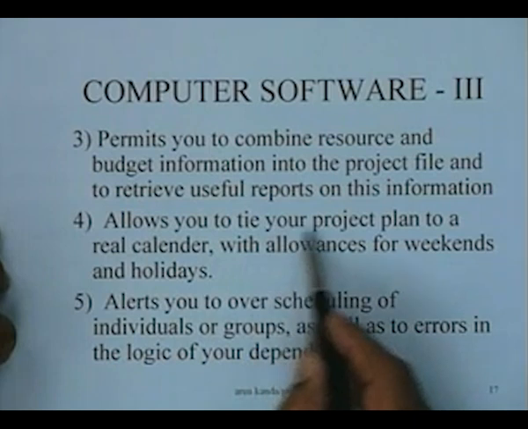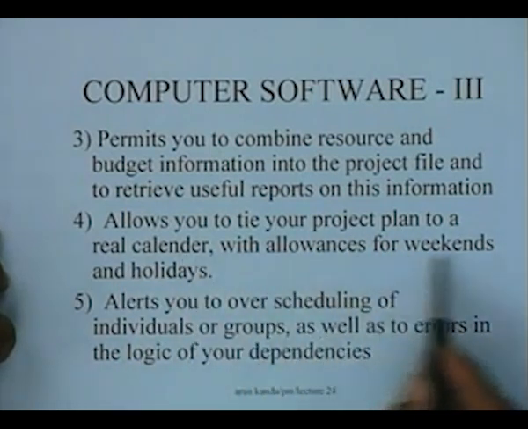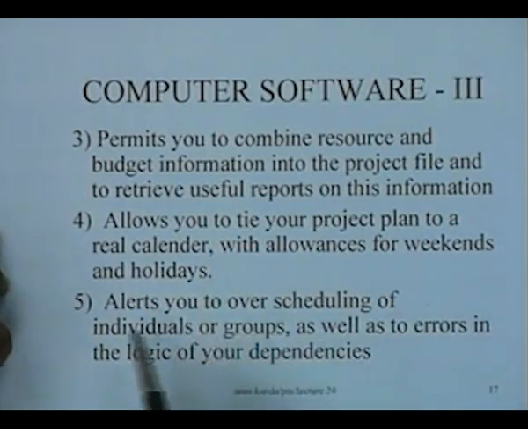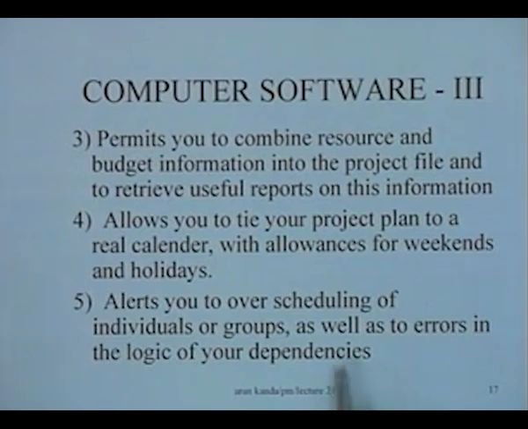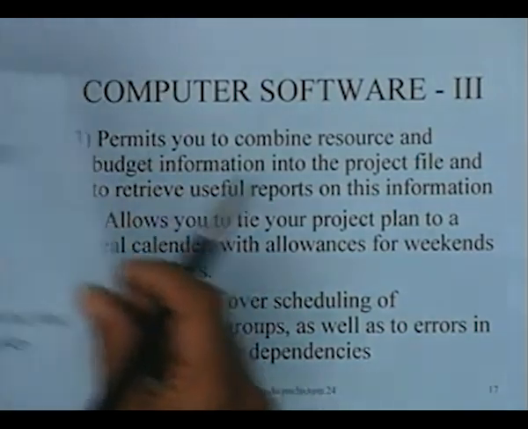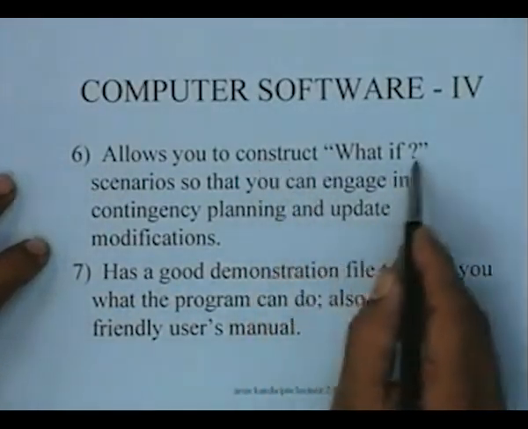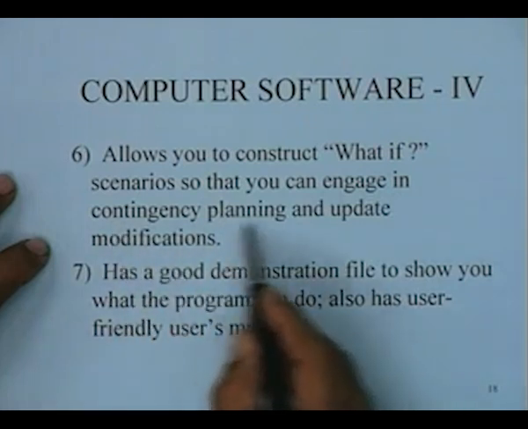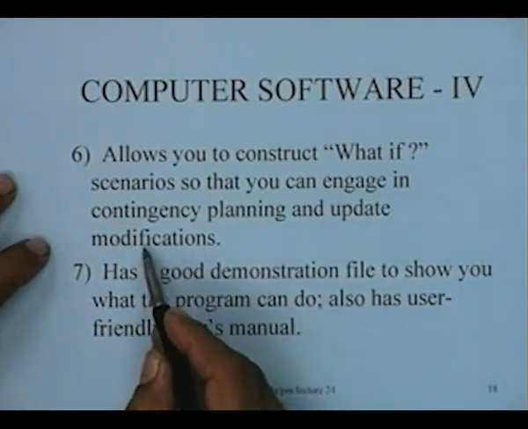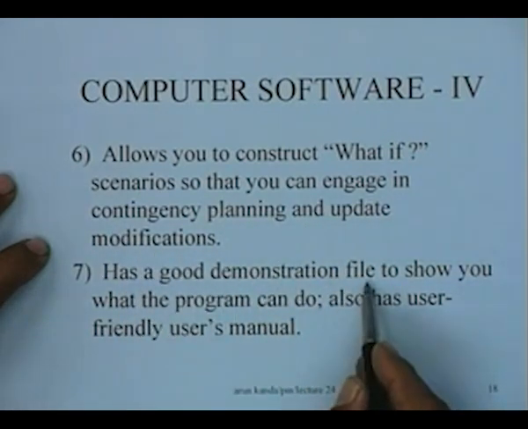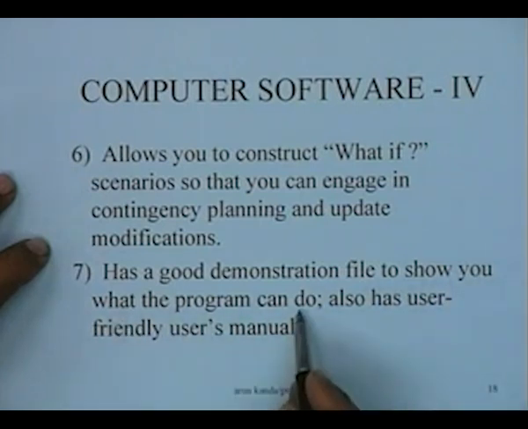It should allow you to tie your project plan to a real calendar with allowances for weekends and holidays. It alerts you to overscheduling of individuals or groups as well as to errors in the logic of your dependencies. Which means it should make this check of resource aggregation: you have 5 people, and if it asks for 6 people at a time, it should warn you that you are using more. It should allow you to construct what-if scenarios so that you can engage in contingency planning and update your modifications. It should have a good demonstration file to show you what the program can do. It also has a user friendly users manual.